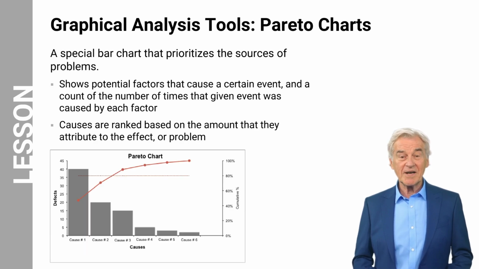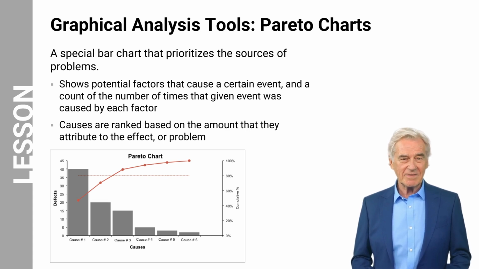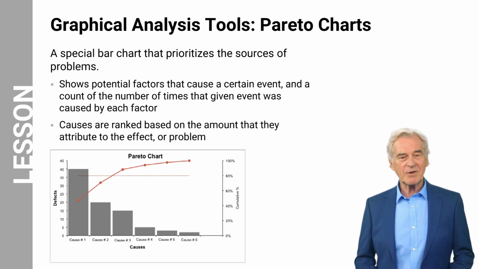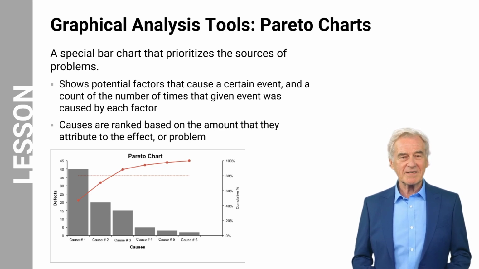Graphical analysis provides clear visual representation of the relationships and patterns in the data. Graphical analysis is often used to identify areas that may require further analysis. A Pareto chart is a special bar chart that prioritizes the sources of problems. Pareto charts show the potential factors that are causing a certain event and account for the number of times that the given event was caused by each factor. This means that factors, or potential sources of problems, are ranked based on the number of times that they contributed to the problem.